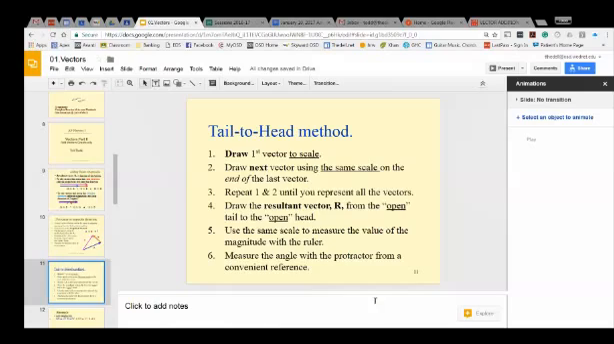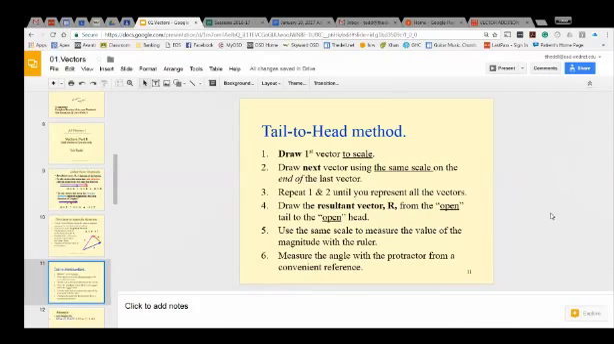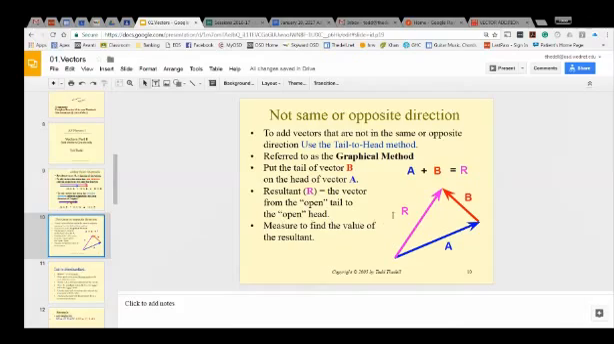The tail-to-head method works basically like this. We draw the first vector to scale. We then draw the next vector using exactly the same scale, but we place it on the end of the last vector. So in this case, we would have drawn A first to a particular scale, like you learned how to in the first lesson. And then instead of drawing B down here or out some other place, we put it right on the end of A using the same scale.